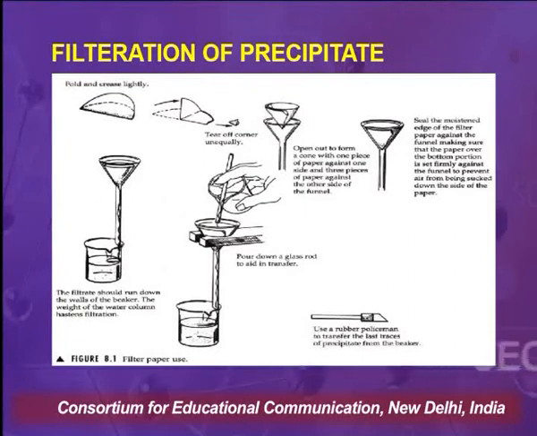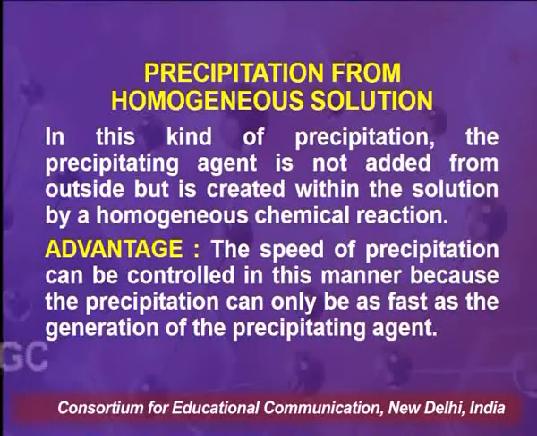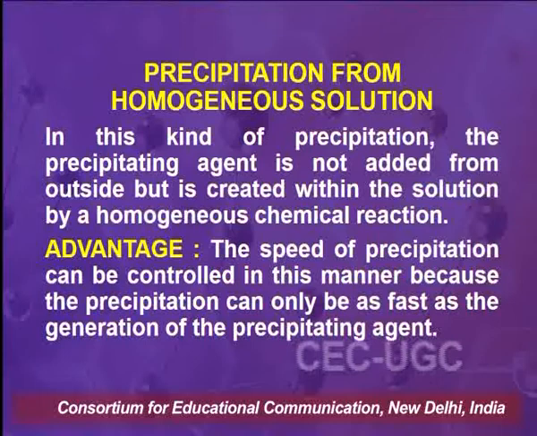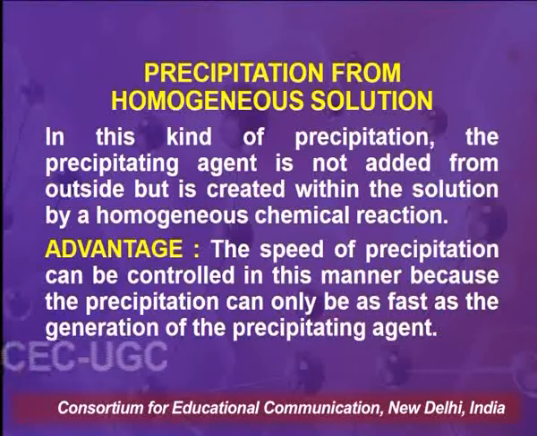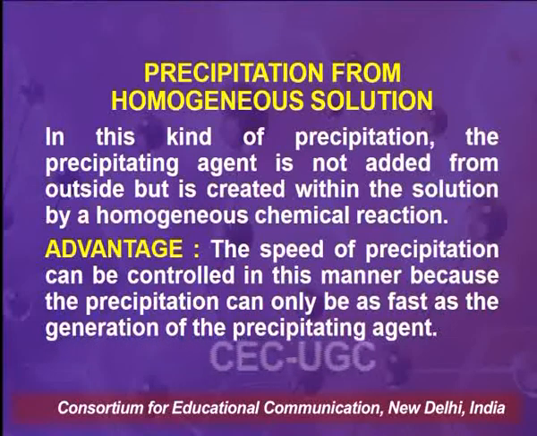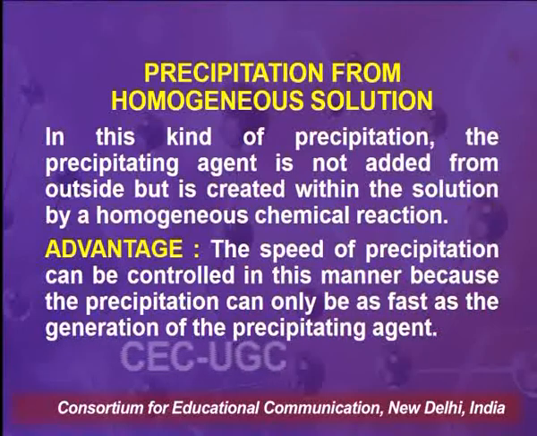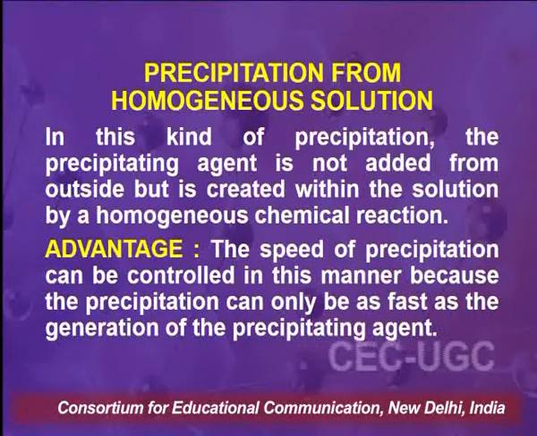So, to speed up the filtration, the wash solution should be hot and the filtration can be carried out using pressure. After we have discussed the washing of the precipitate, which is important to remove any kind of impurity attached to the precipitate, we now need to consider another method of precipitation, which is termed precipitation from homogeneous solution. In this kind of precipitation, the precipitating agent is not added from outside but is created within the solution by a homogeneous chemical reaction.